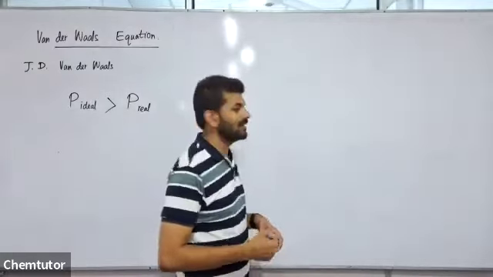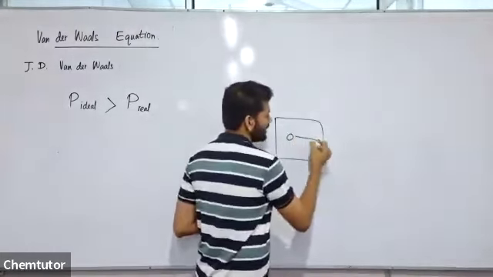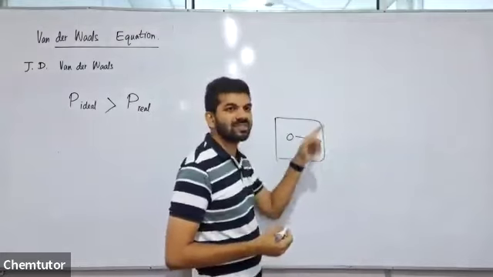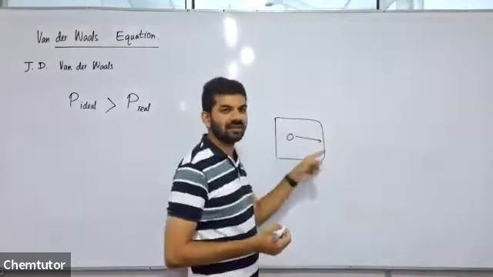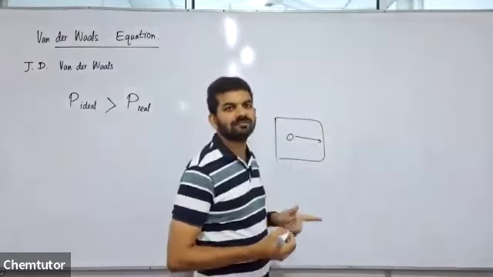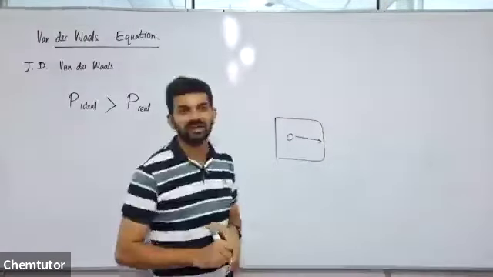That means we have a container, and the gas molecules move at high speeds and hit the wall. Once they hit the wall, that force creates a pressure on the wall. Initially, if the gas molecules are not having any interactions with each other, these gas molecules can hit the wall with some force. That is the pressure, that is called the ideal pressure.